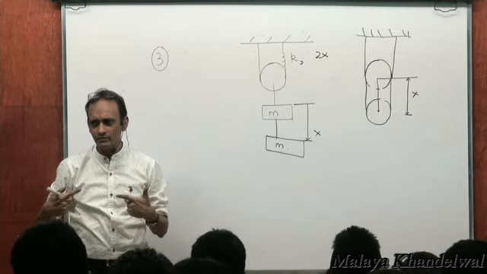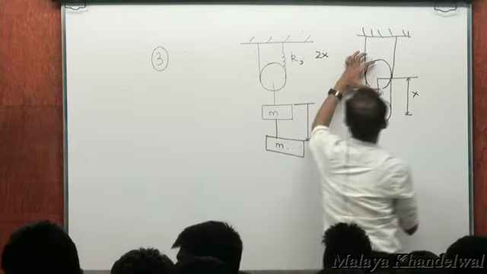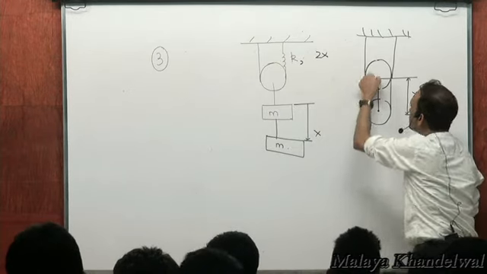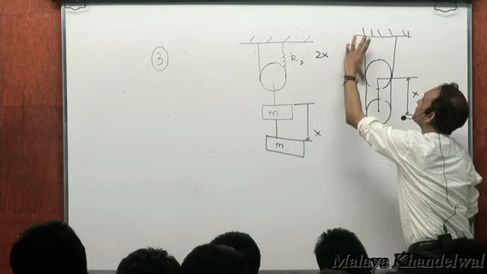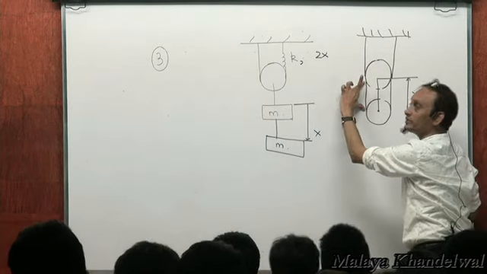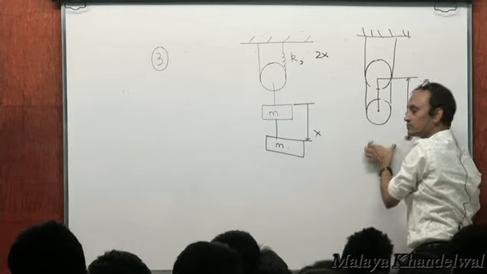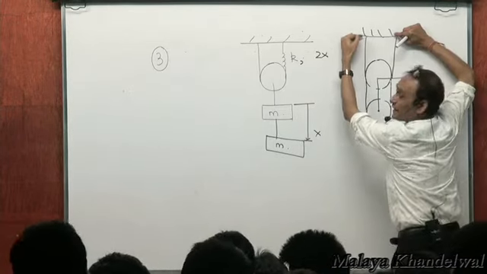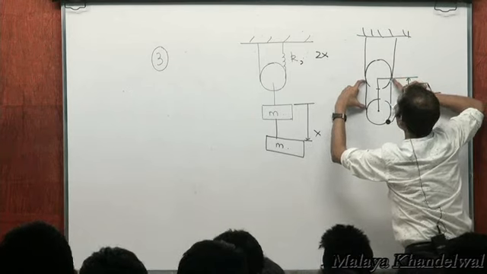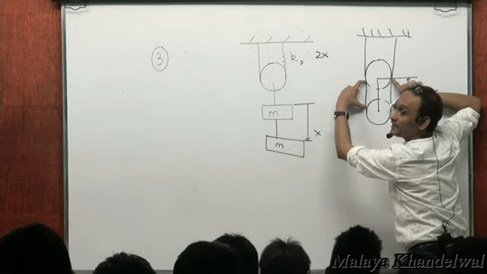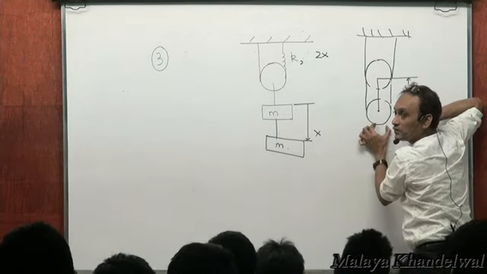Can I explain again? See, this was the original pulley. When you pull the pulley down by an amount x, then this part of the spring increases by an amount x. This part of the spring also increases by an amount x, isn't it? Because this would be the new state of the spring, right? So the total spring length increases by an amount 2x when the pulley has moved down by an amount x.